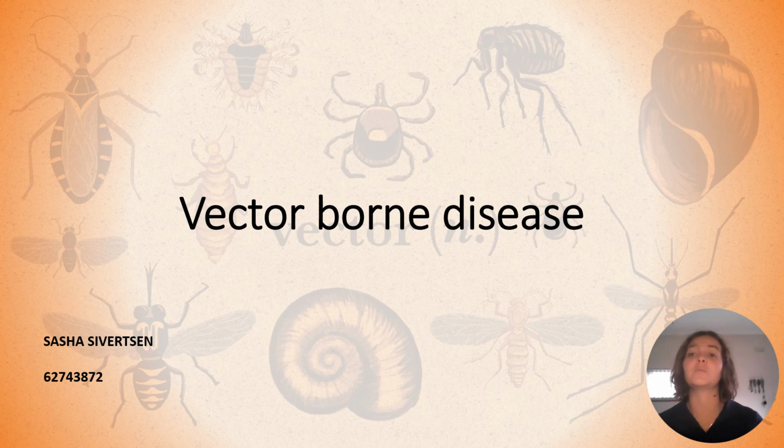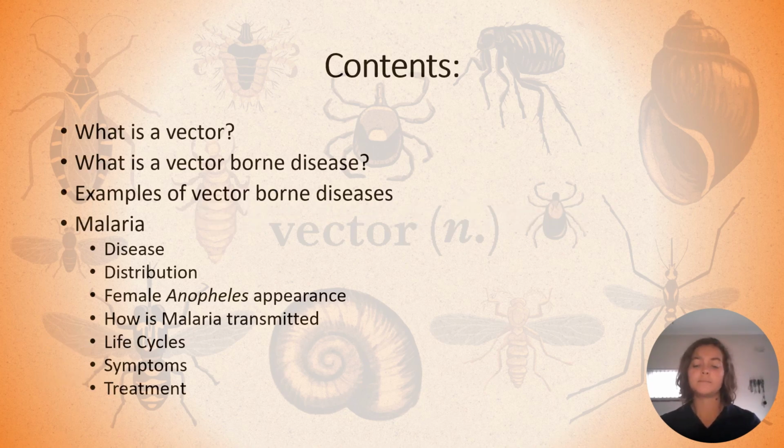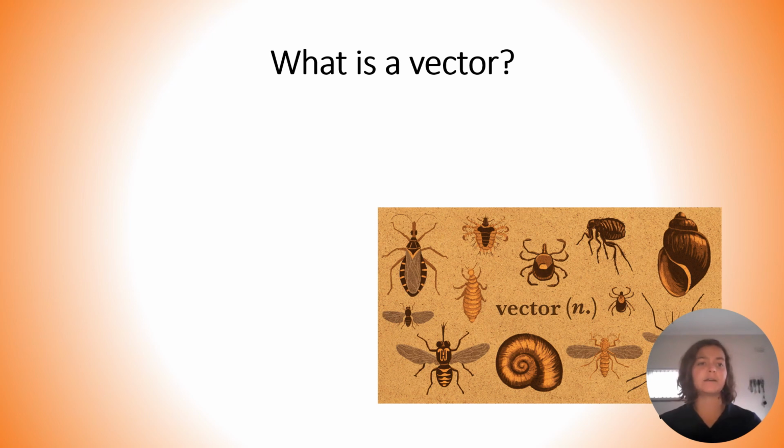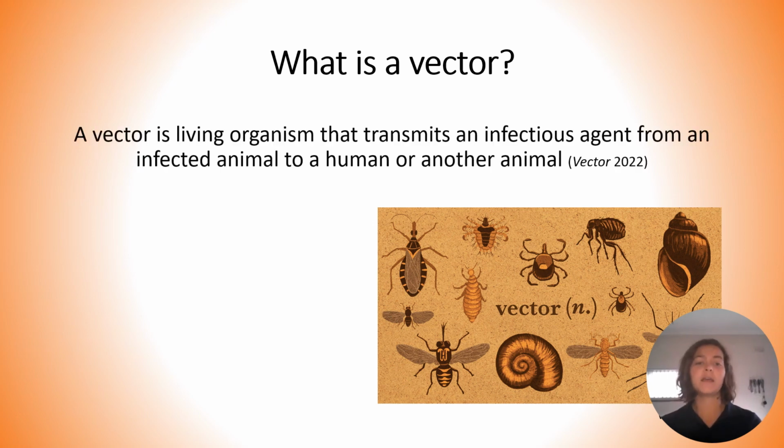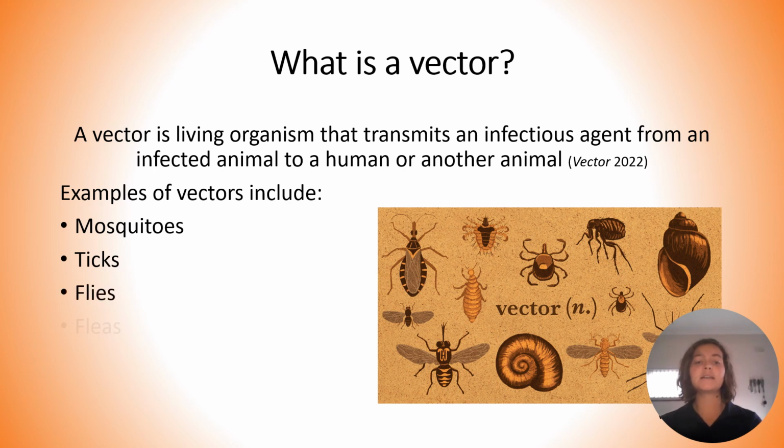My presentation will be based on vector-borne disease that is common on the African continent. But first, what is a vector? A vector is a living organism that transmits an infectious agent from an infected animal to a human or another animal. Examples of vectors include mosquitoes, ticks, flies, fleas, and lice.